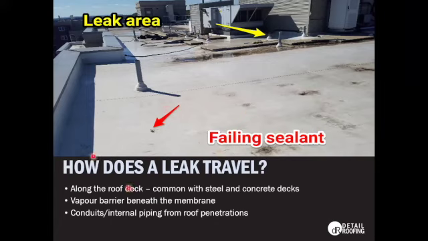Again, the vapor barrier under the membrane, when we're doing that cut test, it is important to note because the water could be traveling along that vapor barrier and be coming out from up to 100 feet away from where the leak area is inside. Conduits and any internal piping are another factor that could contribute to traveling water.